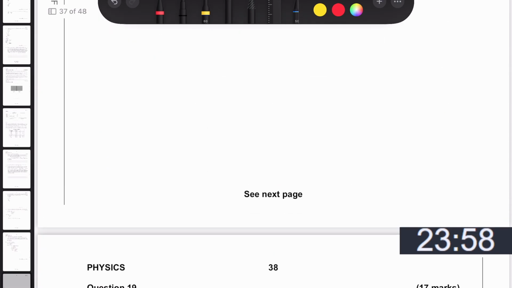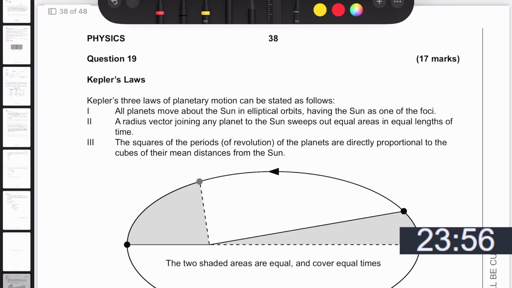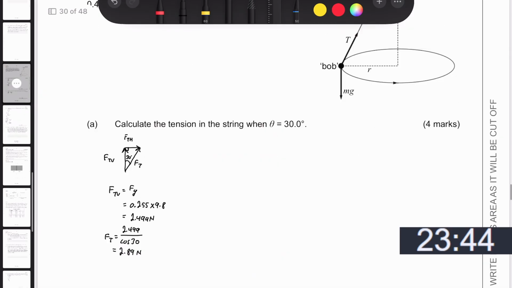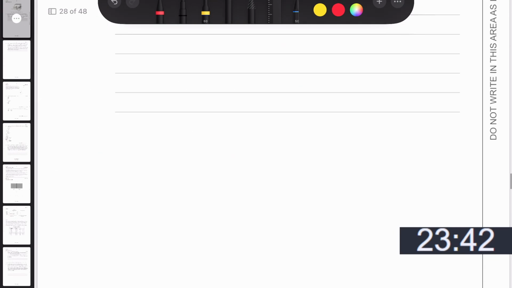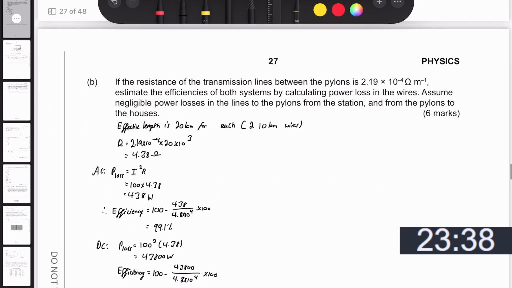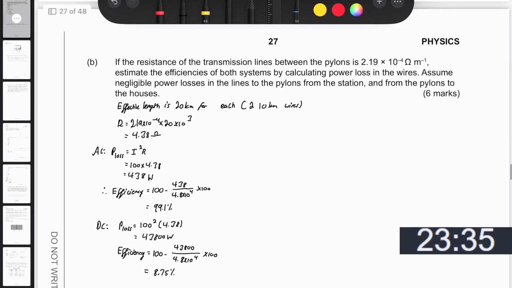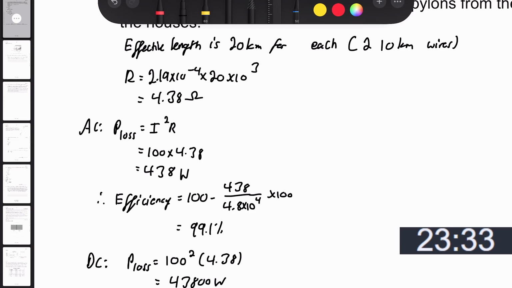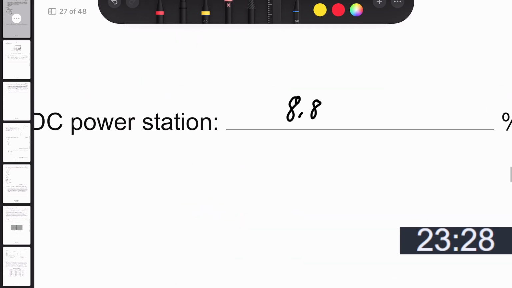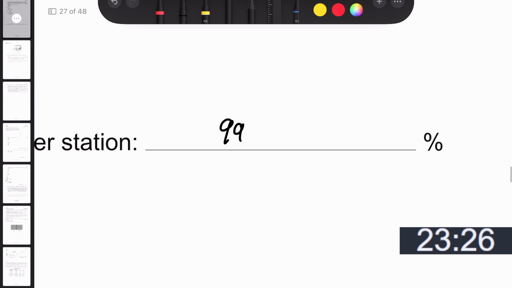Okay, intentionally blank. Kepler's laws. All planets move as having the sun as one of the foci. Wait, one of the other questions above us asked for an estimate, didn't it? I think it was above here. I think it was the power one. Yeah, estimate. So this should be 0.8%, and then 99%. Okay.